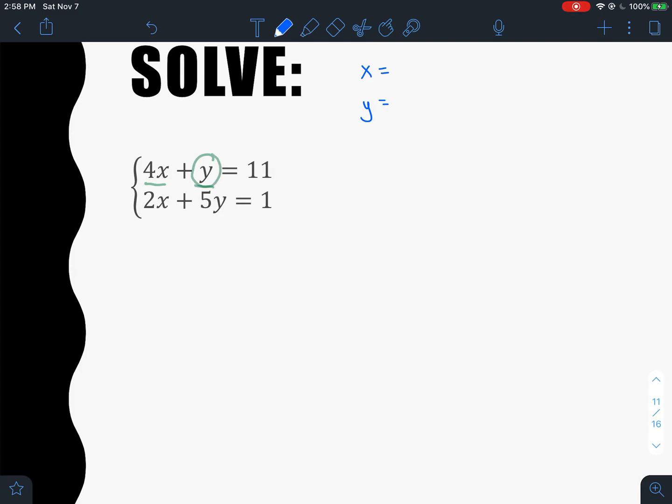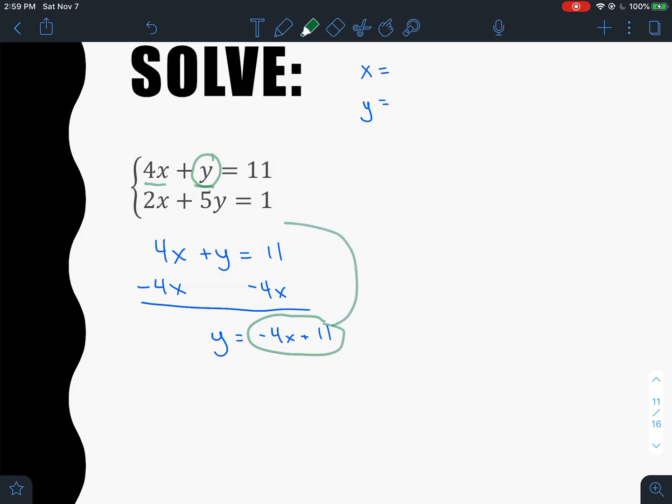If I wanted to solve for y in the first equation, I would just have to subtract the 4x over. That seems easy enough to do, so that's what I'm going to do. So if I want to solve the first equation so that y is by itself, I'm just going to subtract the 4x from both sides. And I get y is equal to negative 4x plus 11. So now that I know y is the same thing as negative 4x plus 11, I'm going to take that and substitute it in for y in the other equation.